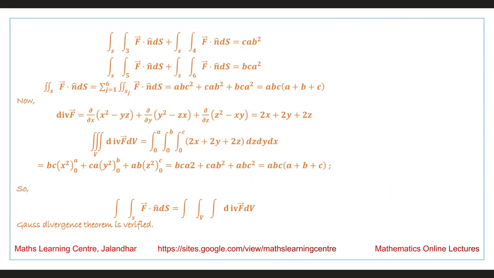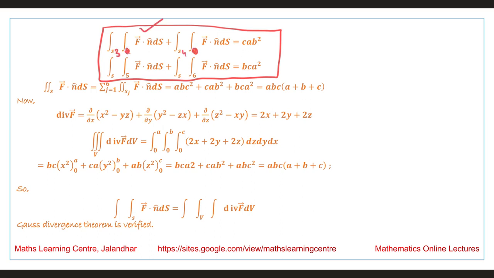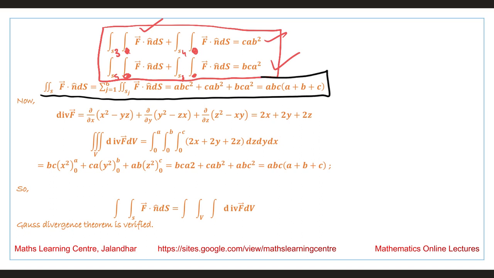Similarly, when we are talking about the sum of the integrals corresponding to the faces S3, S4, S5 and S6, we are getting the answers in this form, and by adding all these values we obtain that the double integral of f vector dot n cap into ds is equal to the sum of all these three values, and the answer comes out to be abc into a plus b plus c.